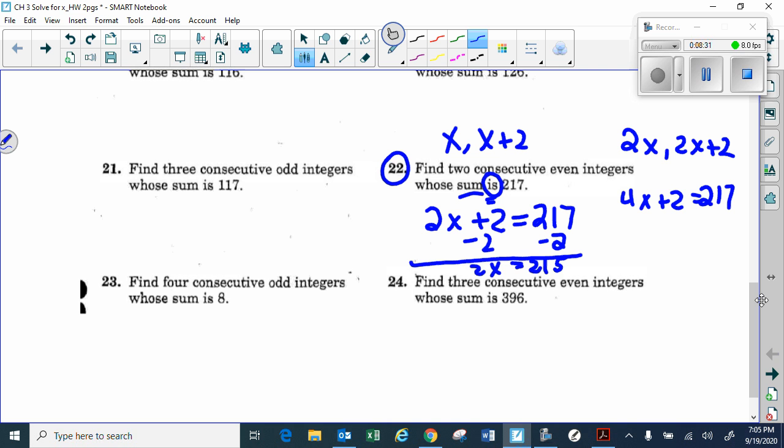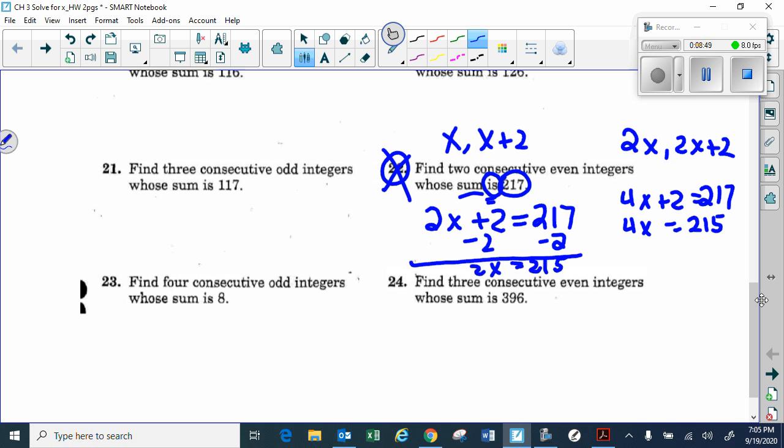Subtract 2 across, 215. And that's still going to give me a decimal. So that again proves this 217 is a bad problem right here. Okay, so scratch that one. It has to be an even number.